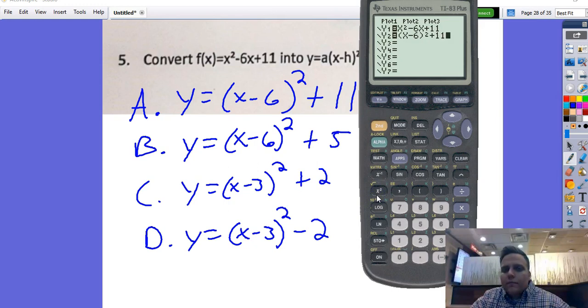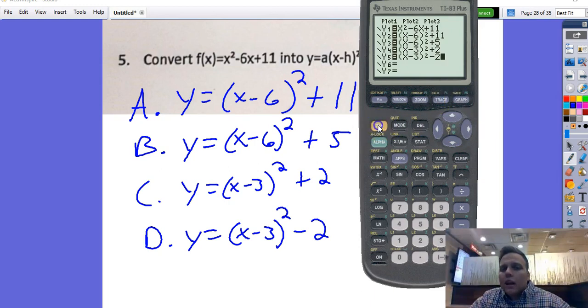Plus 11. And then that is x minus 6 squared plus 5. And then x minus 3 squared plus 2. And then that is going to be x minus 3 squared minus 2. Okay? So I'm not actually going to look at the graph. I'm going to look at the table.